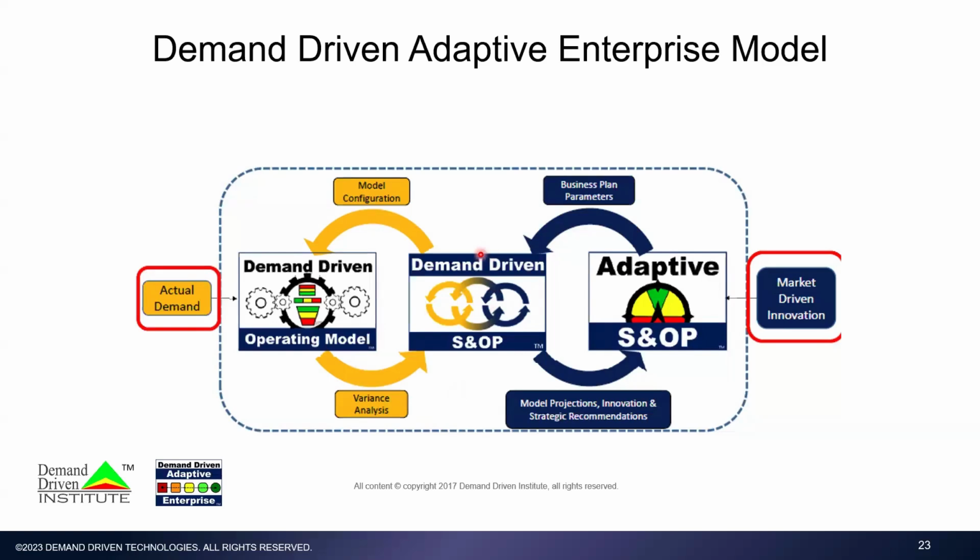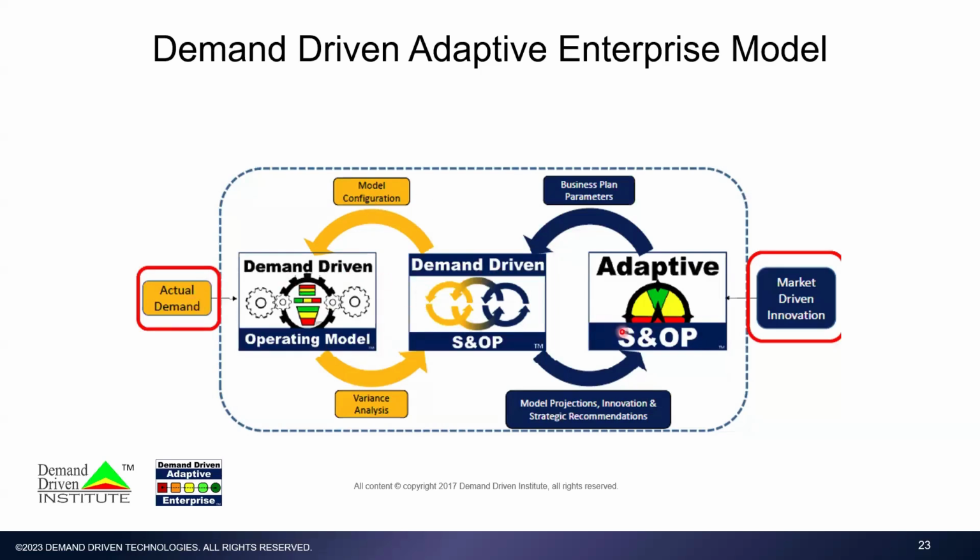And instead of aligning consensus demand to consensus supply, we're going to focus on this concept of model configuration. How do we make adjustments in our demand-driven operating model to give us the flexibility to deal with whatever demand patterns may come our way? So we're going to use this cycle as an iterative process to tune the model. And when we get into the demonstration, I'll show you some simple examples to try to illustrate how this concept would apply.